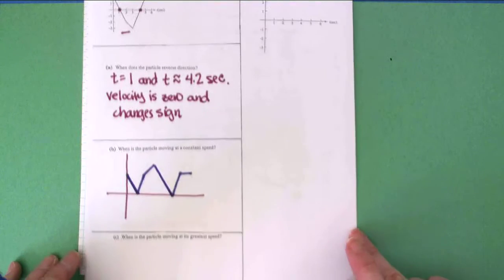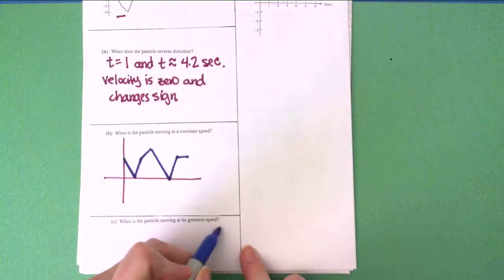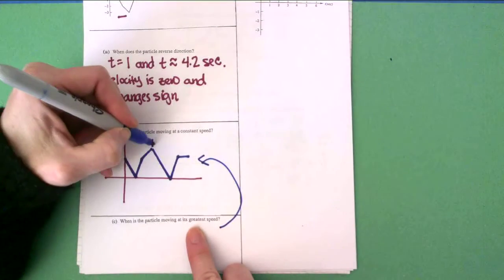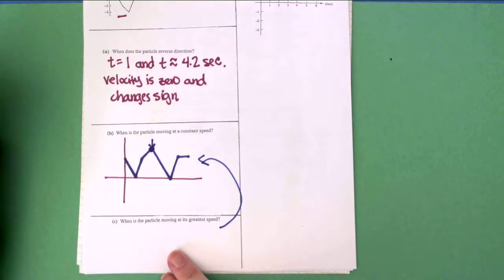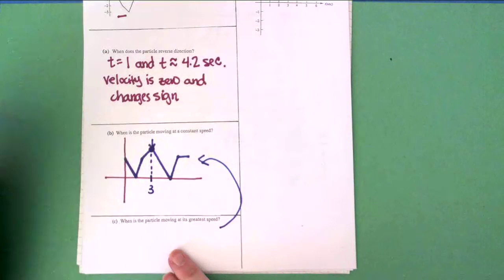Okay, when is the particle moving at its greatest speed? Well, all I have to do is read my speed graph. So it looks to me like this guy right here would be the highest speed, right here. It's where the speed graph is the highest, and if I trace him down to the t-axis, that happens at 3 seconds.